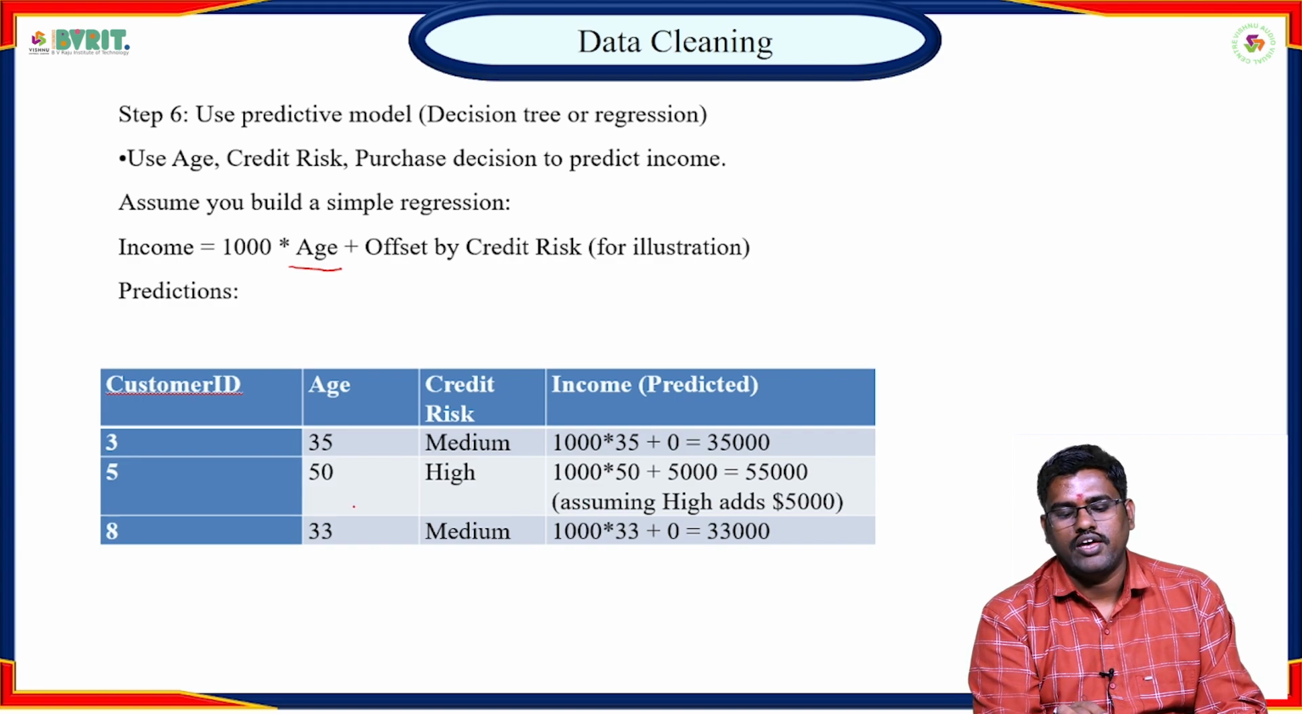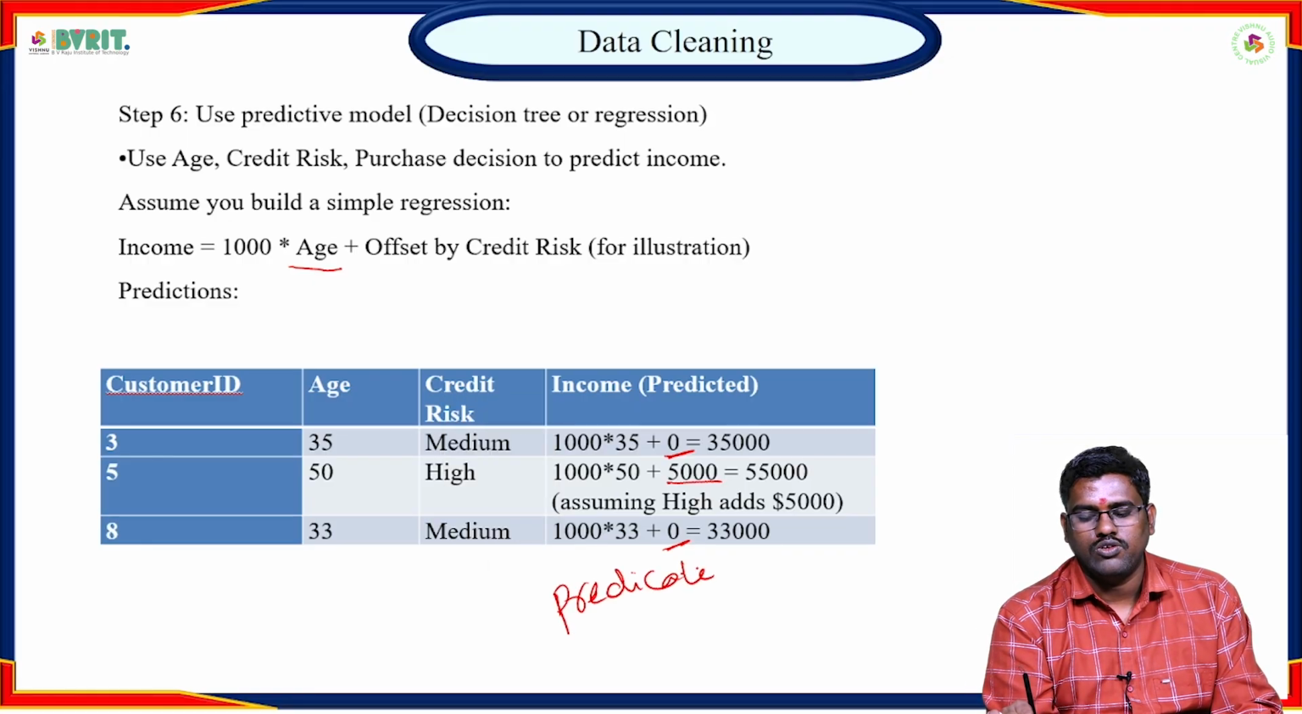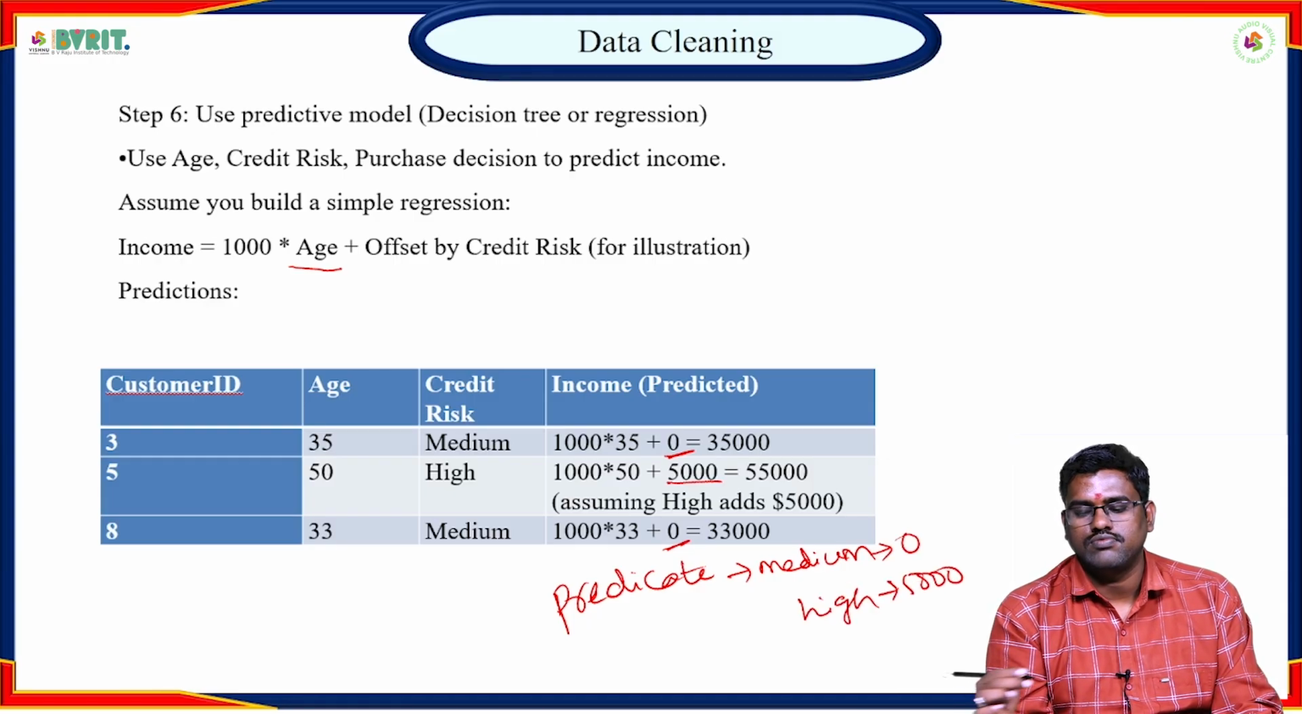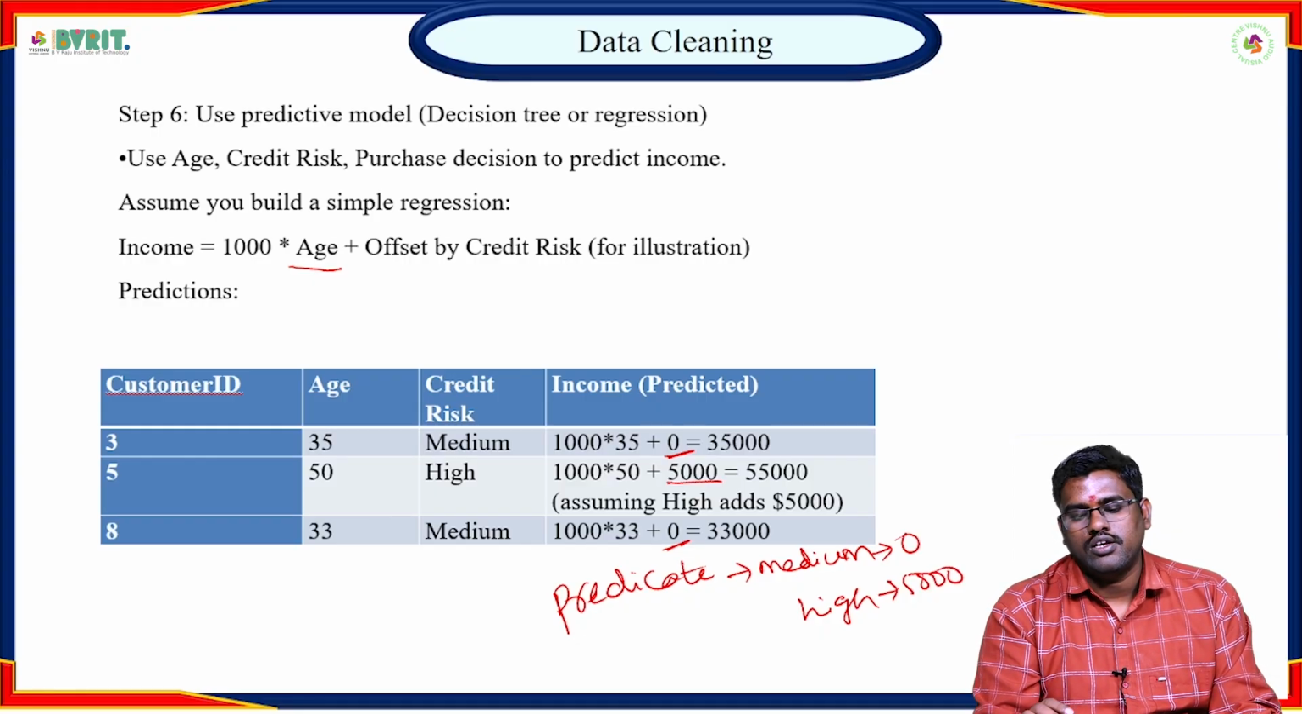Then this high value is 5,000. These all are assumptions, these values 0 and 5,000. These all are assumed values. If that is medium, we have to predict those values with medium. Let us assume that the medium value is 0 and the high value is 5,000. We are assuming to calculate the age values for them. So based on the credit risk and the age, we are getting the values 35, 55 and 33,000.